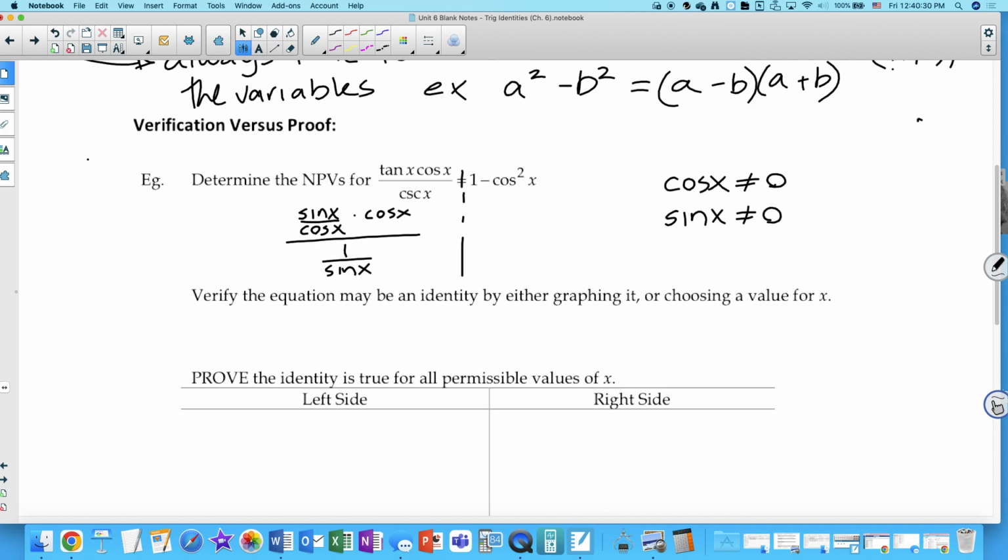And you have to then state what values of x would make this happen, right? So for cos x not equaling 0, x cannot equal pi over 2 plus or minus pi n, where n is an element of the whole numbers. And here, x cannot equal 0 plus or minus pi n, where n is an element of the whole numbers. Okay? Essentially, if you put these two restrictions together, every pi by 2, you have a non-permissible value. So you could actually combine these into one.